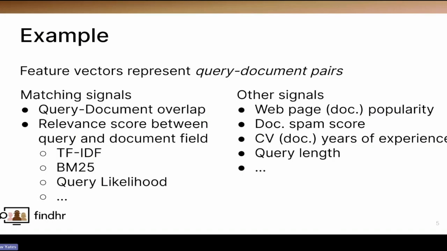So now I'm talking about matching signals, which you can see on the left. Overlap would simply be looking at the number of terms that appear in both query and document, whereas a relevance score is calculated using some sort of ranking heuristic. So for example, TF-IDF is a straightforward, very well-known ranking method. TF stands for term frequency. This is how many times a term appears in a document.